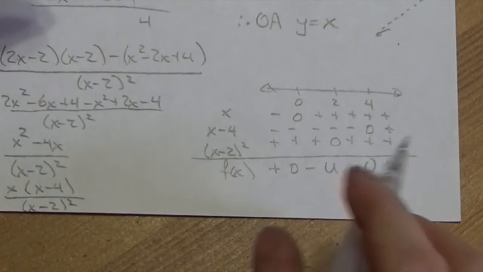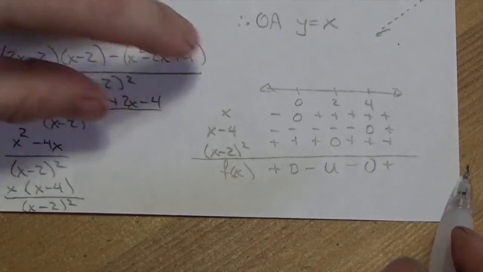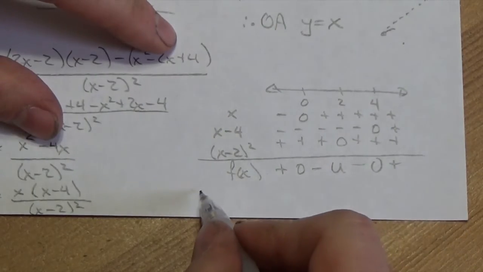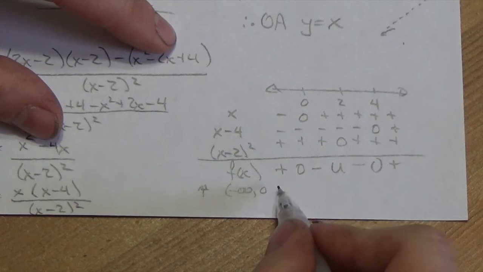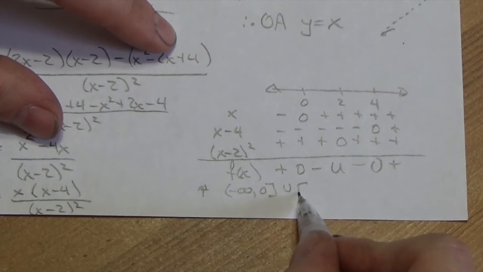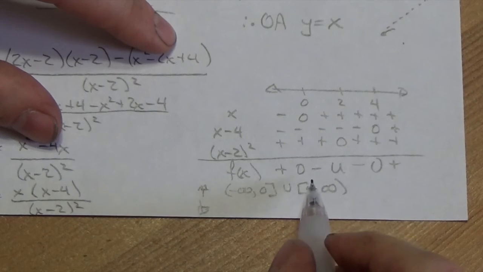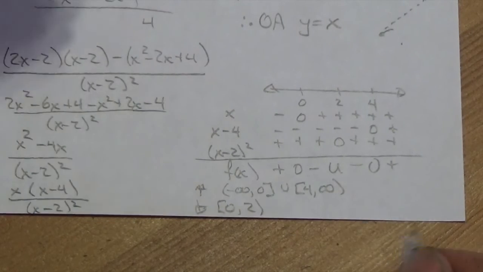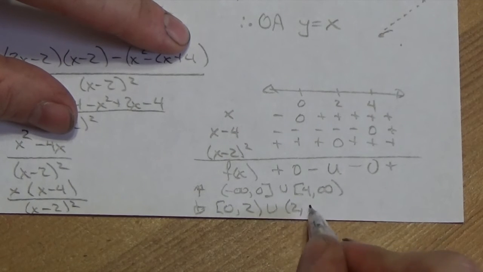So my function, and now I'm running out of room here, so I'm going to have to speed this up. My function is positive on this interval and this interval, okay? So that means my function is increasing on the interval from negative infinity to 0, including the 0, union, and what's that going to be? 4 out to infinity. This thing is decreasing on the interval 0 to 2, but not including the 2, because the 2 is going to be the vertical asymptote. Union, then it's going to be from, oh, it looks like 2 again, out to 4.